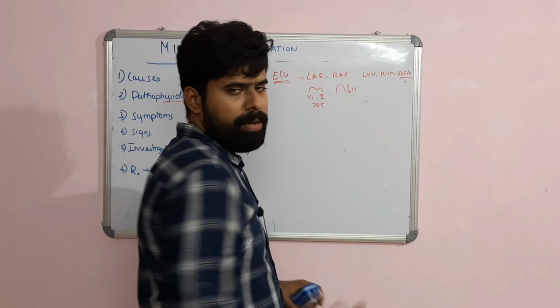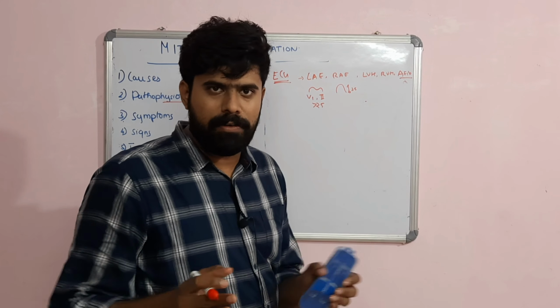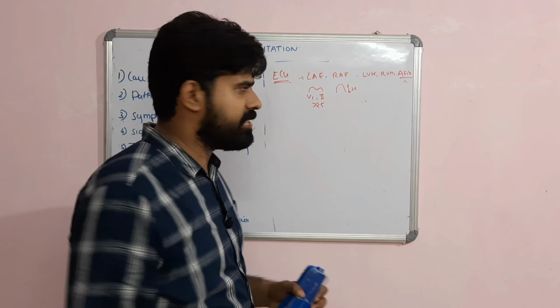In atrial fibrillation, there won't be any P waves on ECG, the RR interval will be irregular, and the heart rate will be increased.